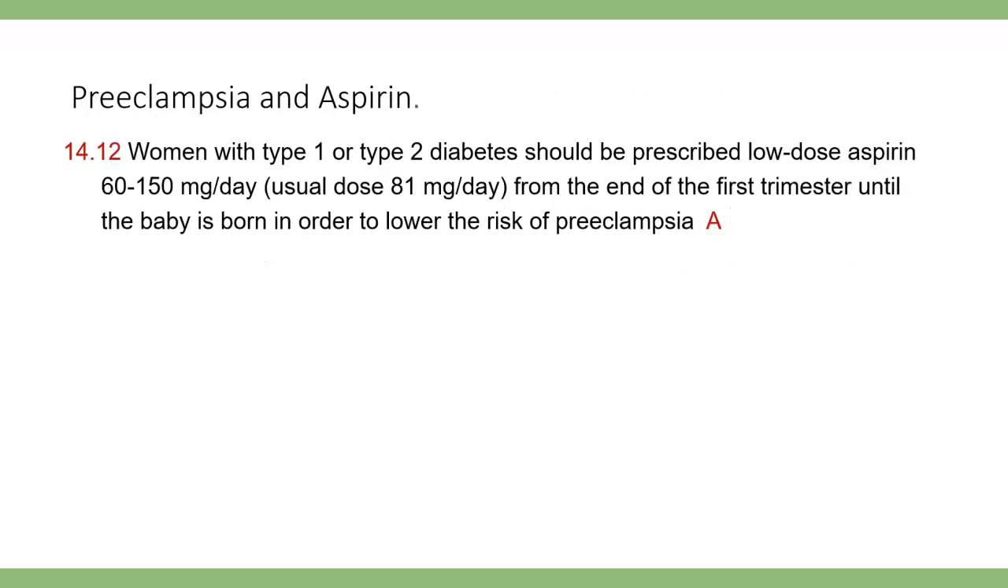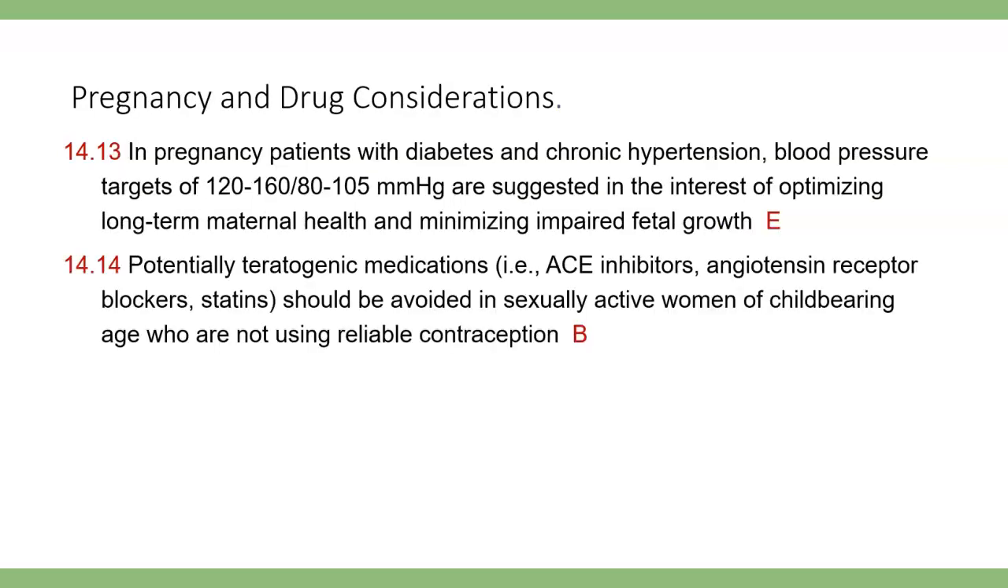Women with type 1 or type 2 should be prescribed low-dose aspirin, usually 81 milligrams, from the end of the first trimester until the baby's born. These people are going to see an OB, so that will most likely be up to the OB, but you will see pregnant women if you're working in family practice, so this is really important to know.